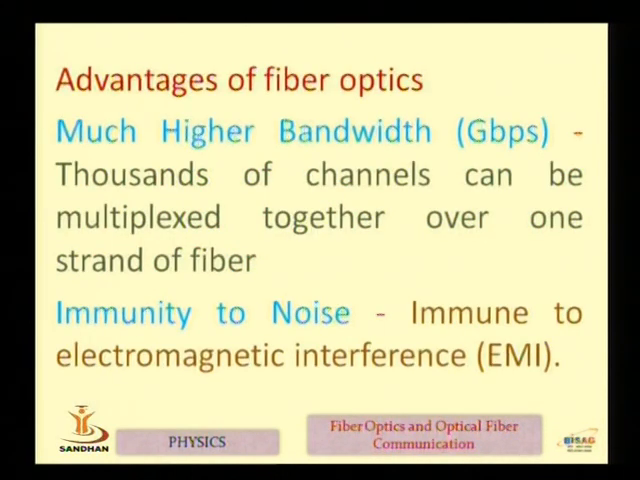Now the advantages of fiber optics. Fiber optics gives you much higher bandwidth, in gigabits per second. Thousands of channels can be multiplexed together over one strand of fiber. Multiplexing means accommodating more signals. There are three types of multiplexing: time division multiplexing, frequency division multiplexing, and wavelength division multiplexing. We will see all three multiplexing methods in detail in a later part.